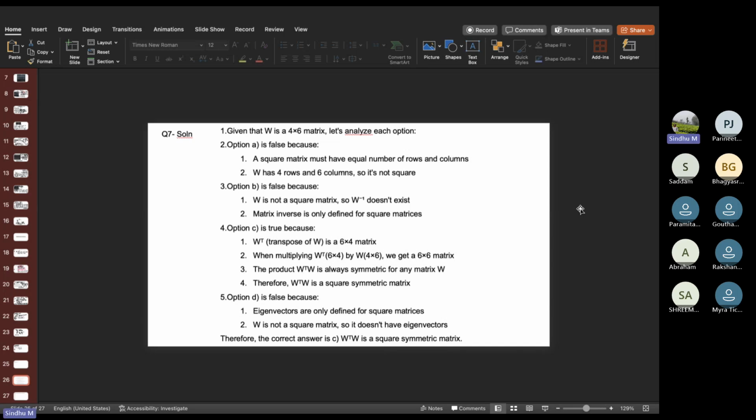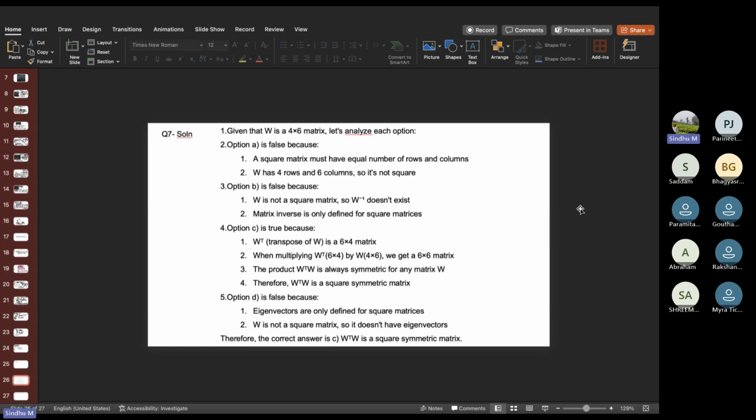So let's discuss the seventh question solution now. It is given that W is a 4 cross 6 matrix, so it has 4 rows and 6 columns. Option A says it is a square matrix, so it's not correct because it has 4 and 6 rows and columns, so these two are not equal. So option A is not correct.